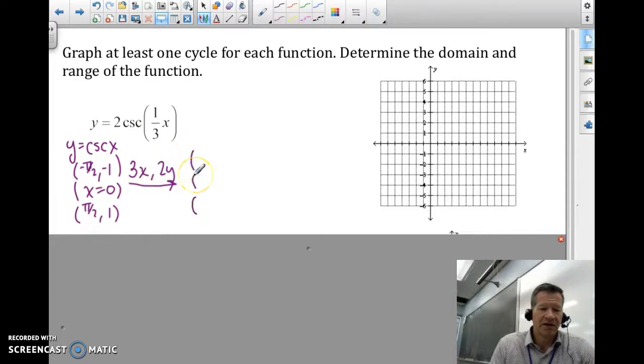And let's find out where we are. Multiply negative pi over 2 times 3, you'll get -3 pi over 2. 0 times 3 is still 0.